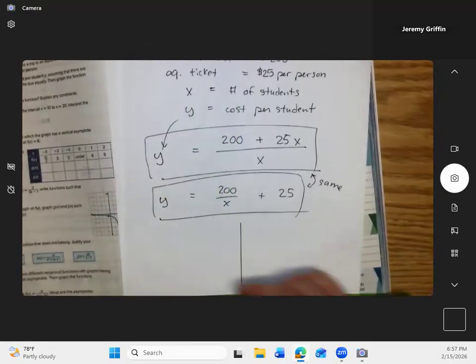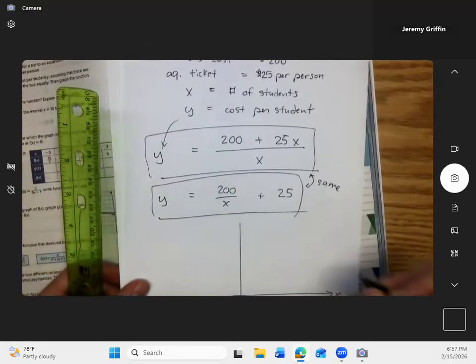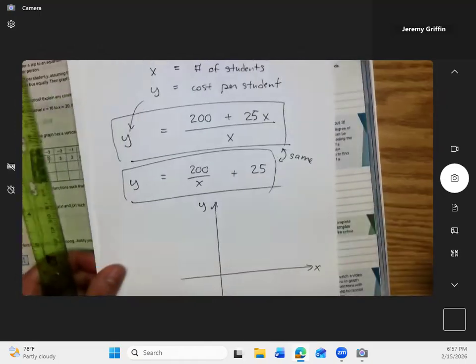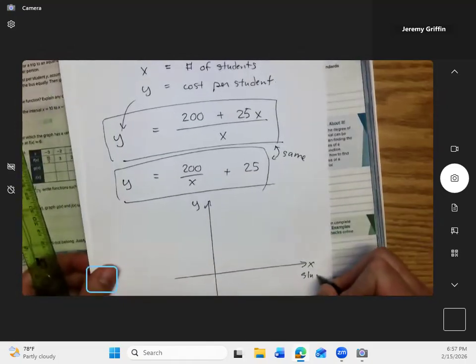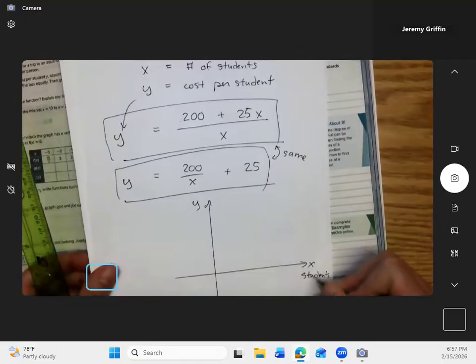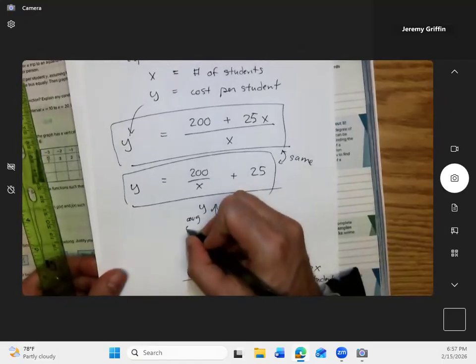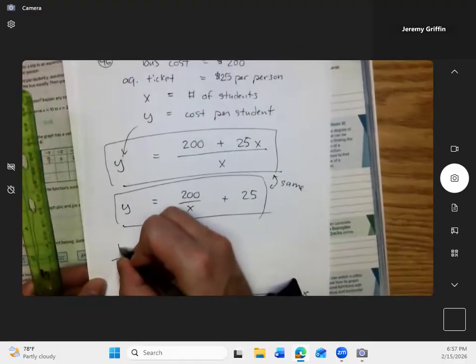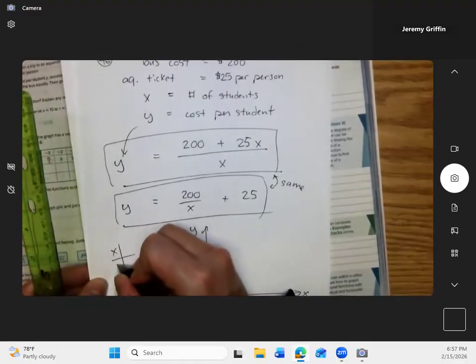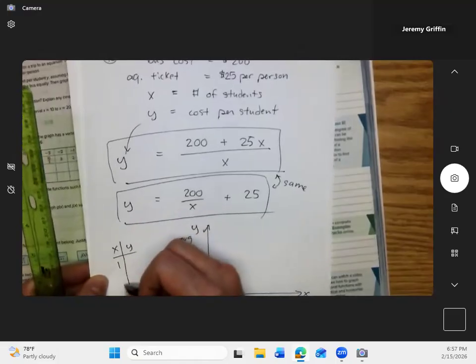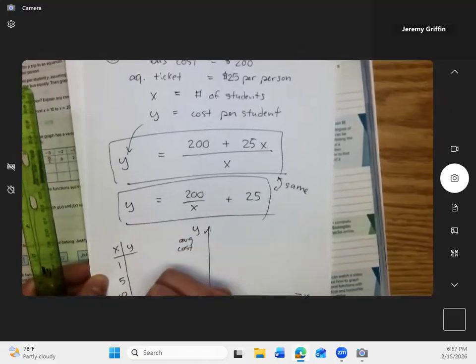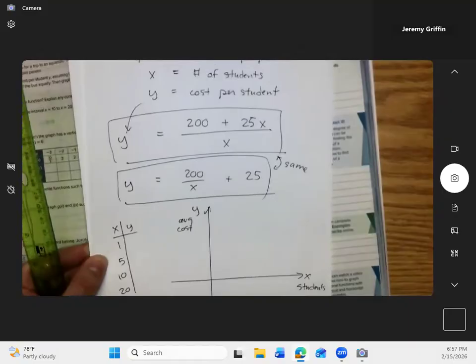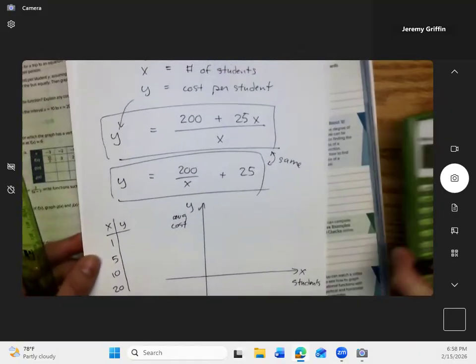See what this would look like. Let's put X students here, Y average cost right here. So this is students. Call this average cost. Okay. I wonder what it would be for just one student. Okay. And then let's go 5 students, 10 students, 20 students. I think that should tell the story.